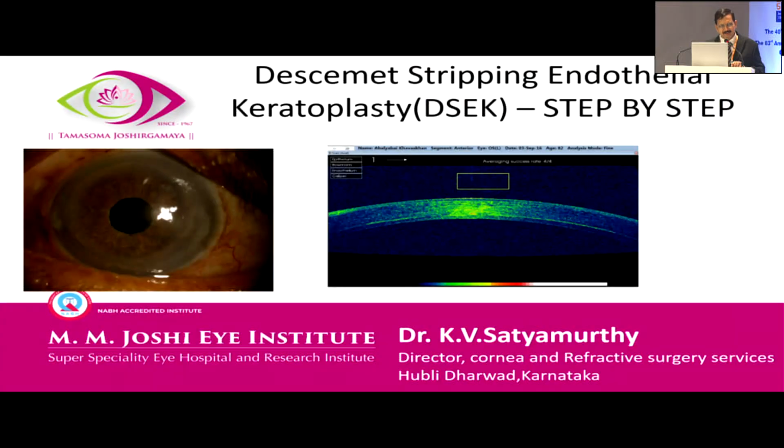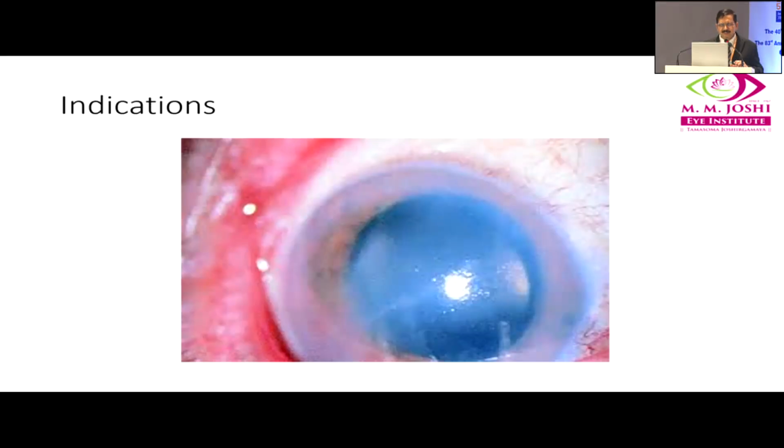Basically, as we discussed, the endothelium is responsible for maintaining the deturgescence of the cornea, and when it fails you develop bullous keratopathy. So only that layer is replaced. This is component replacement surgery. All you have to do is take the endothelium with the Descemet's membrane and about 100 to 150 microns of the stroma. And then you have other modalities of treatment also, like DMEK and PDEK. Now the indications are all those conditions where the endothelium is defective.